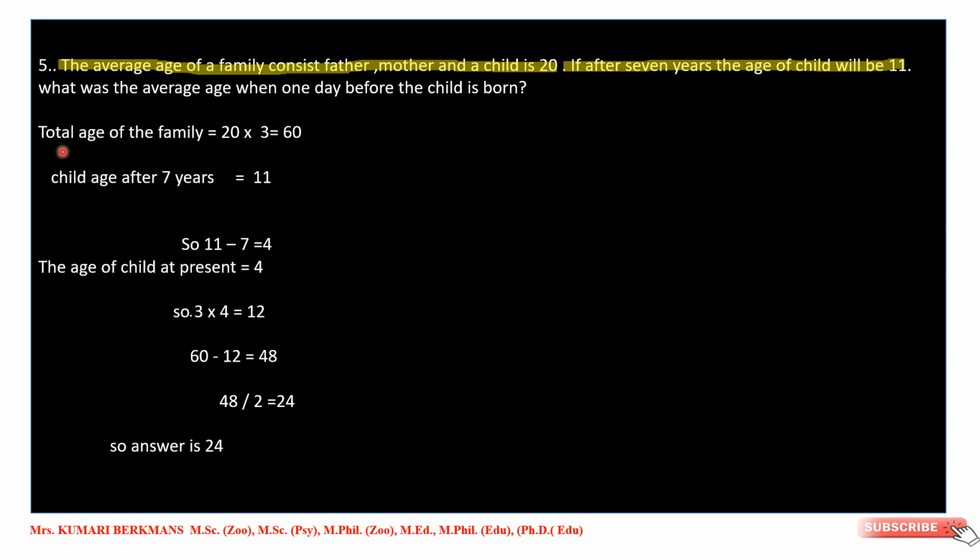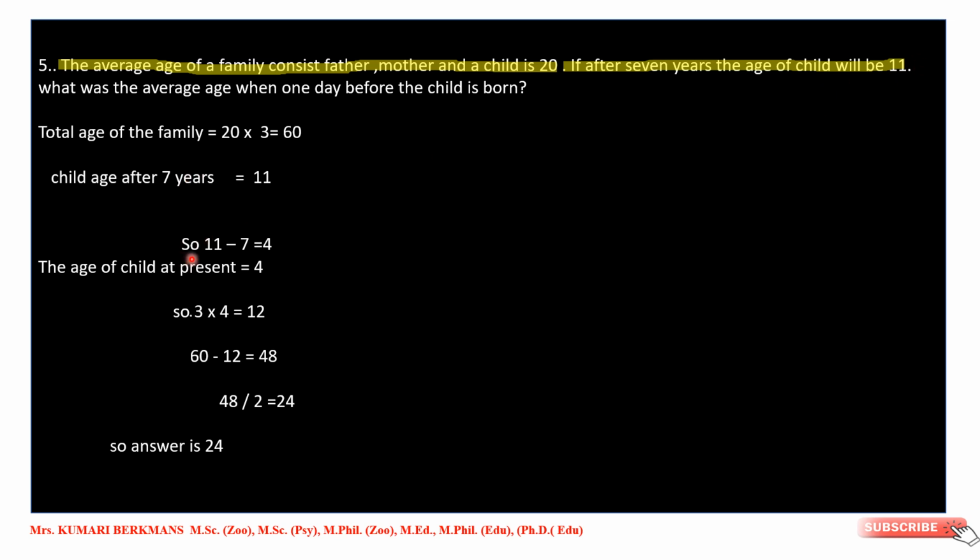Now look here, the total age of the family is 20 into 3, since the average age is 20. 3 in the sense 3 members: father, mother and a child. So it is equal to 60. So the total age of the family is 60. Child age after 7 years, from the given time, is 11. That is mentioned here.